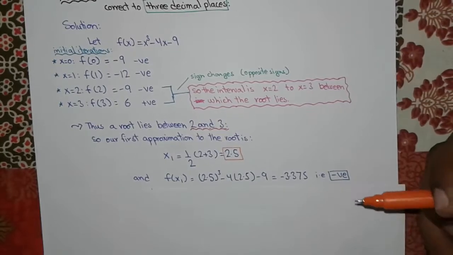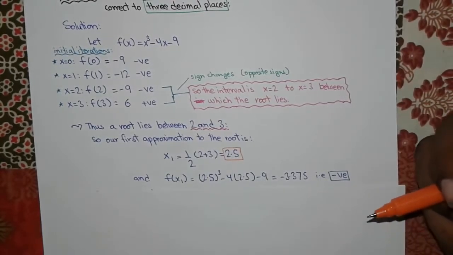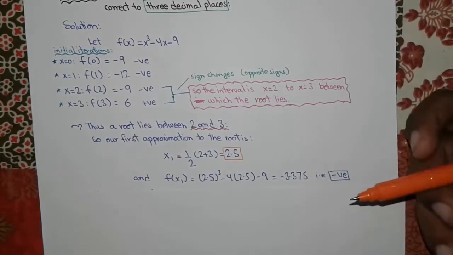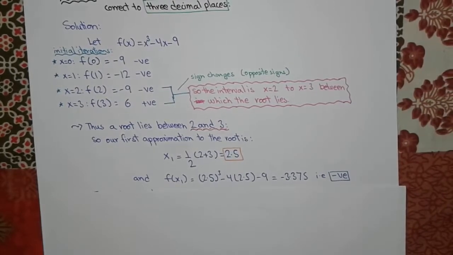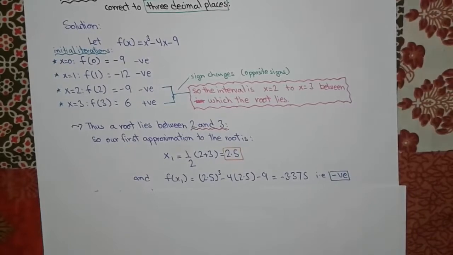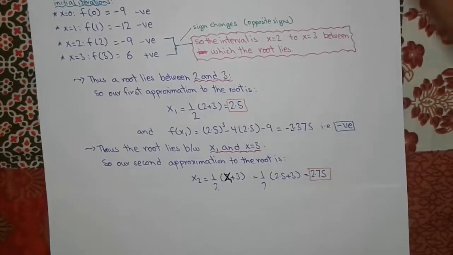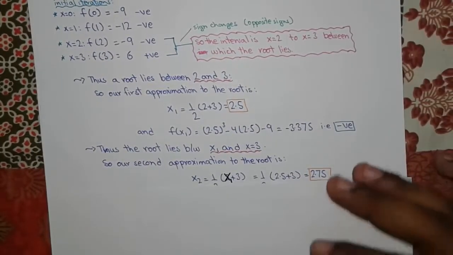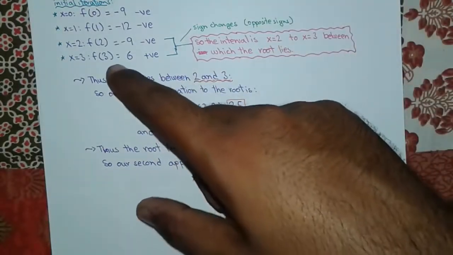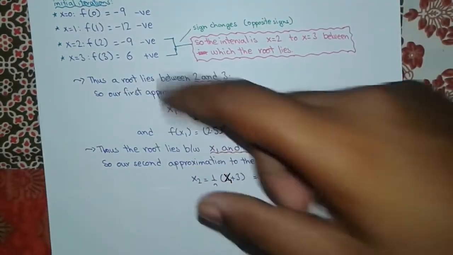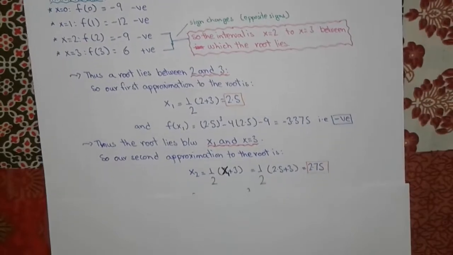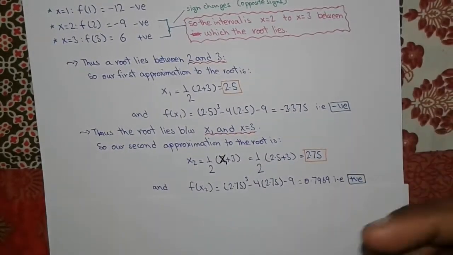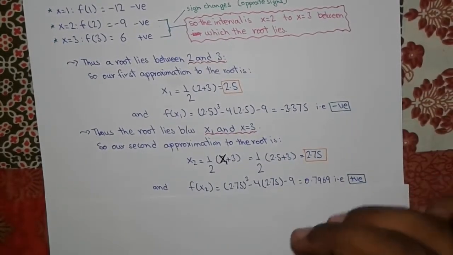that is negative. So the root will lie in an interval where f of x has opposite signs. As f of x1 is negative, and previously f of 3 is positive, the root must lie between x equals 3 and x1, that is 2.5.